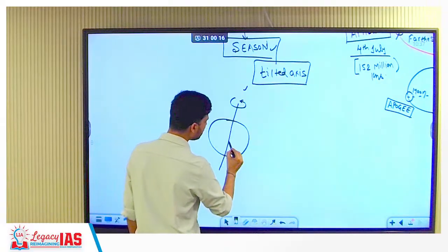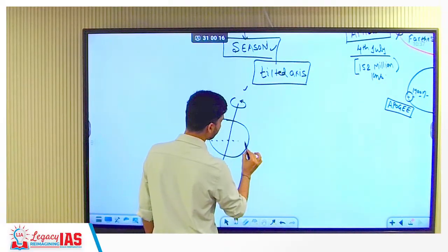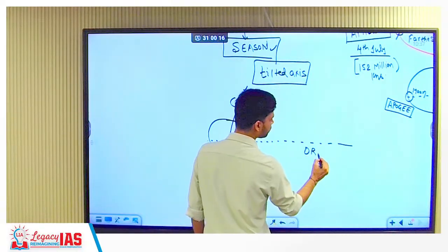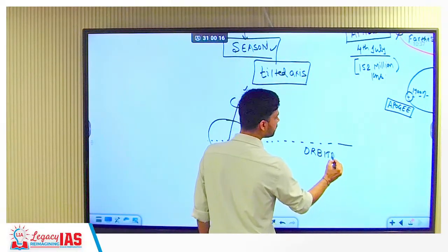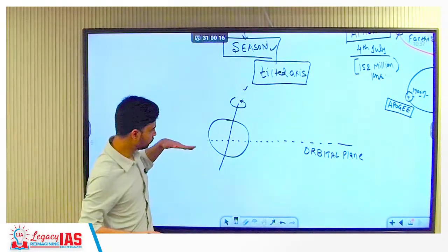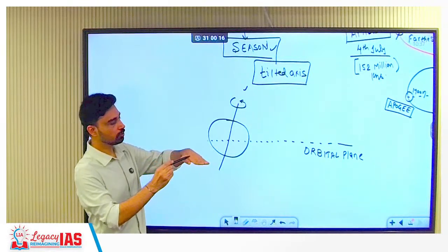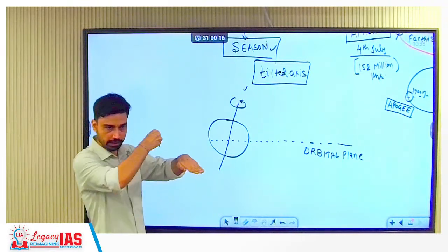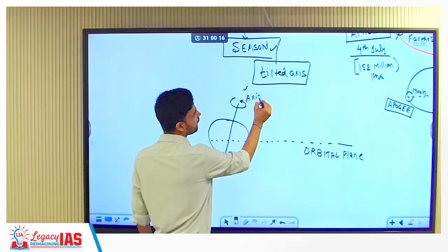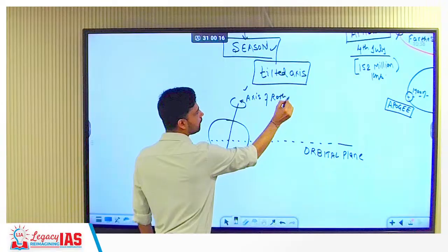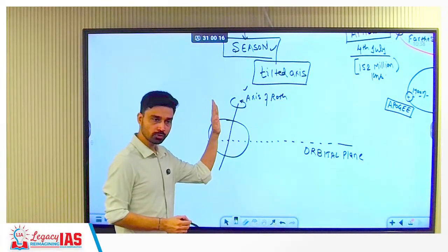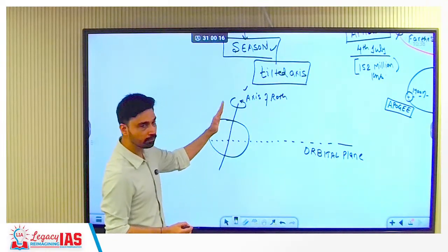Now why are we calling it tilted? Because earth is also revolving around the sun. So this path in which earth revolves around the sun is referred to by what term? It is called the orbital plane. For example, this is the plane. Earth is continuously moving in this plane around the sun. So this is the orbital plane, and this is the axis of rotation. Now what we observe is that the axis of rotation is not perpendicular to this orbital plane of earth. Rather it is tilted.